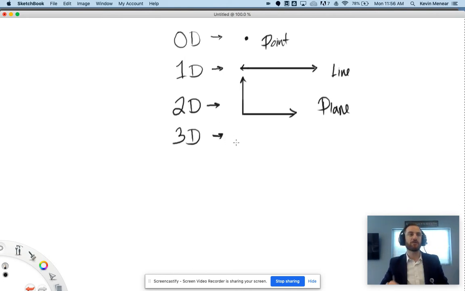So let's get to 3D. What's 3D? Well, now we're in the real world, 3 dimensions. Okay, so let's talk about this. We have our plane. We have our plane here.